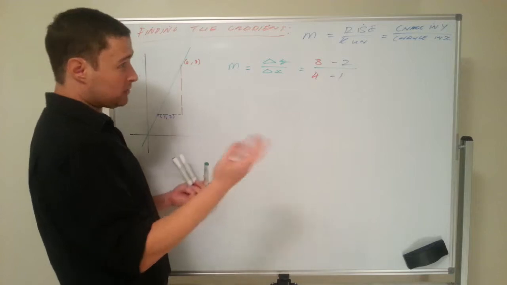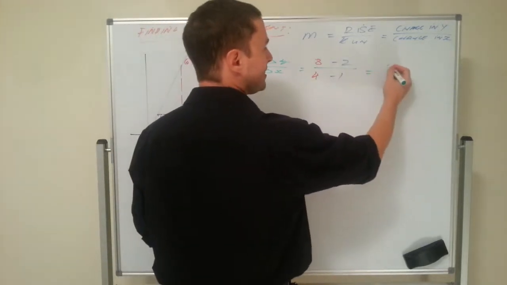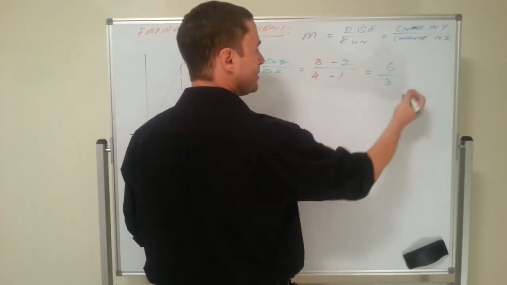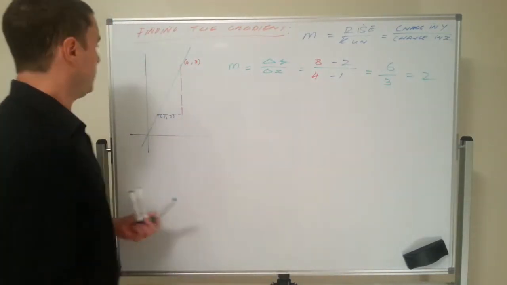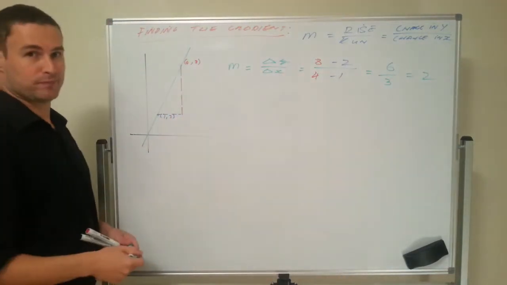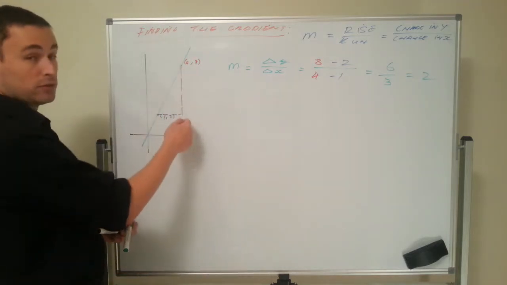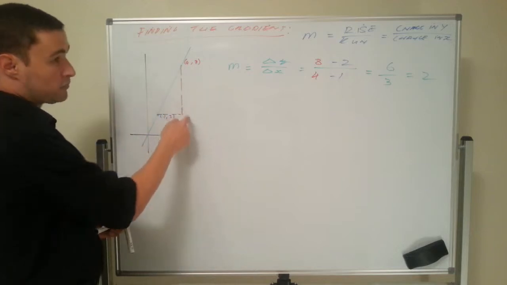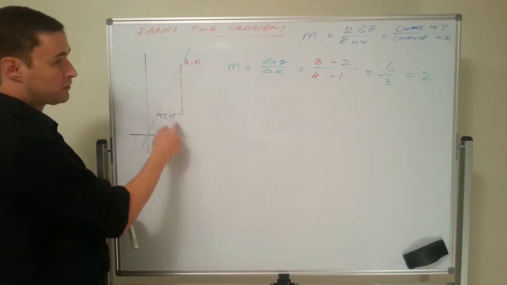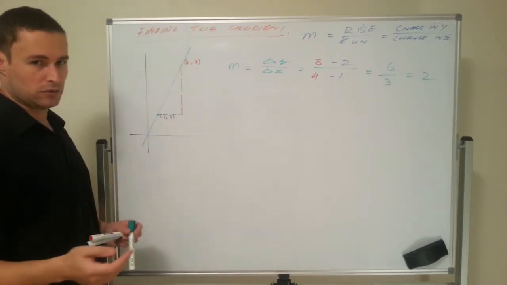Now we just do it. 8 minus 2 is 6, 4 minus 1 is 3, 6 divided by 3, the gradient is 2. Easy as that. Done. The gradient of this line is 2. If you've got the squares, you can count the squares. On my notes, there are actually squares on the picture, so you can count them. You'll see there's 6 squares up, 3 squares across, 6 divided by 3, 2.